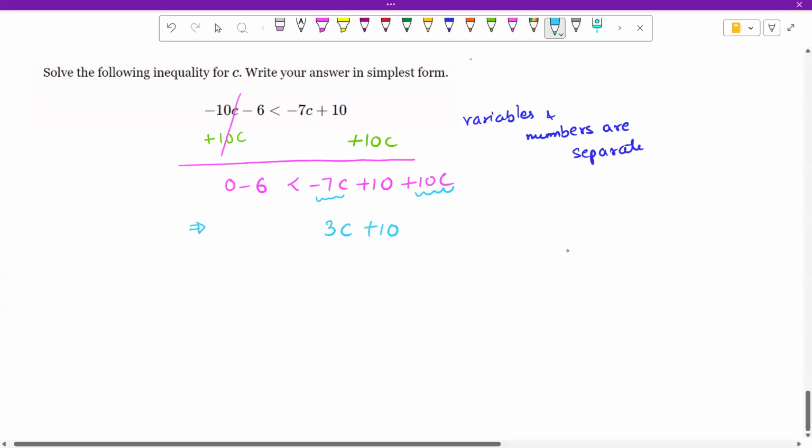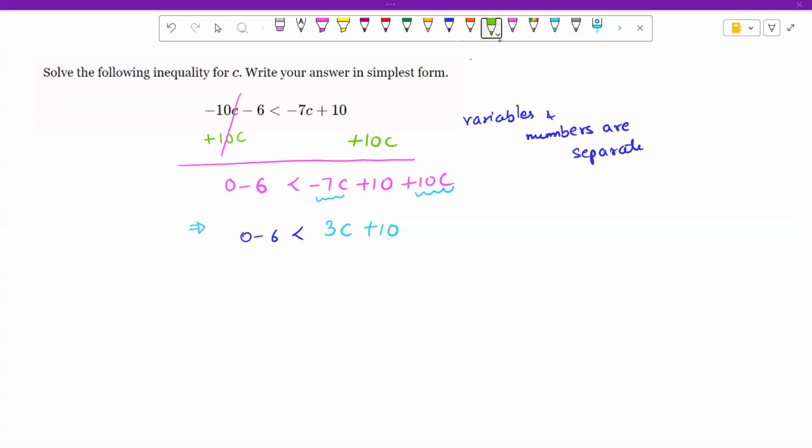On the left side, 0 minus 6. What is that? 0 minus 6 is equal to how much? Minus 6 is less than 3C plus 10. Okay. Now, what can we do?